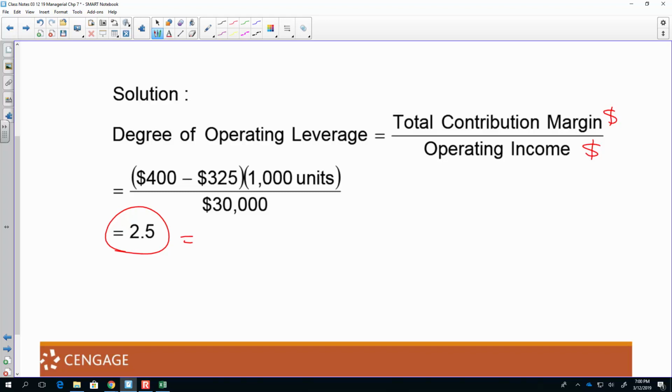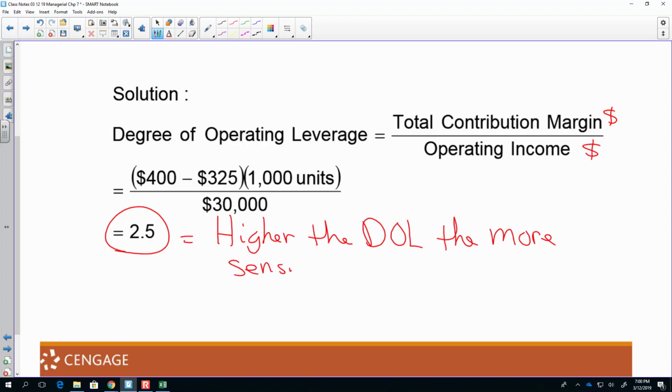Please add this in your notes. The higher the DOL, the more sensitive you are to sales changes. Think of GM. Think of GM, what happened in 2008. Their sales tanked, and that company went under in a heartbeat. Okay? Because they are heavily, heavily mechanized. Huge amounts of fixed costs. Any drop in sales, they were done. And they took a lot of people with them.